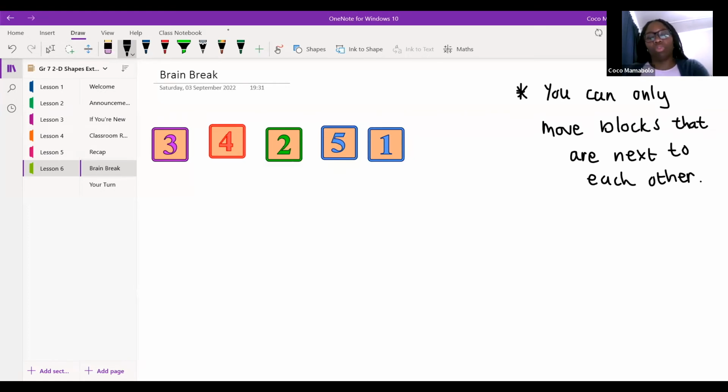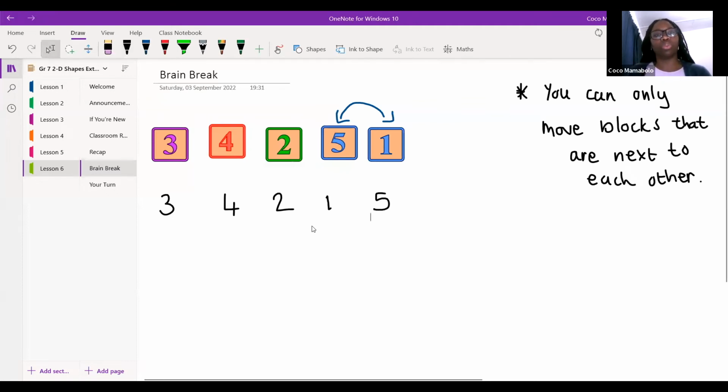Okay. So, Masichaba, your hand is up first. Do you want to give us the first move that we're going to make? I'm thinking to move 1 with 5. Okay, so we're going to swap out 1 and 5. So my new order is now 3, 4, 2, 1, and 5. All right. Okay, we're getting somewhere. 5 is in the right place.